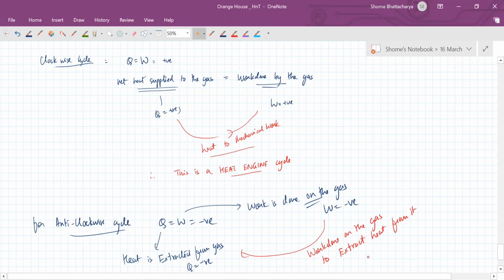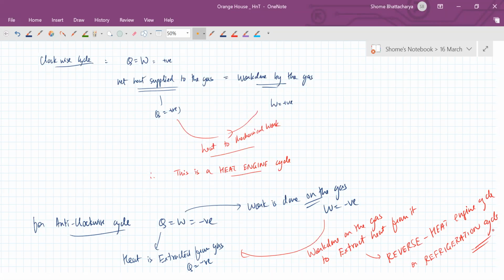Okay. So उसका मतलब ये क्या हो गया? This is therefore what we call a reverse heat engine cycle. Or it is also called a refrigeration cycle. Okay. So work is done on the system to extract heat or to absorb heat from it. So that's a refrigeration cycle. Whereas if heat is supplied to a system to get it to do work or to get the heat to convert into mechanical work, then it is called a heat engine cycle.